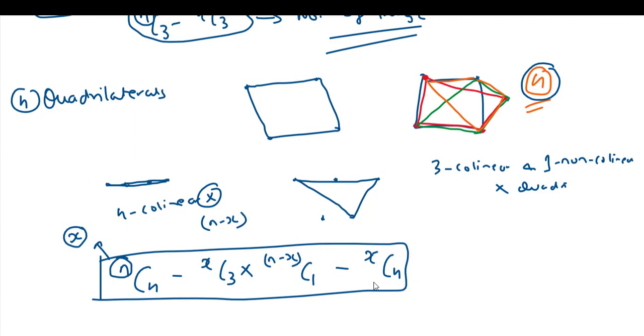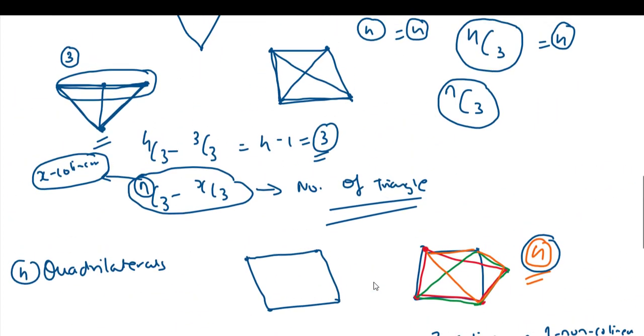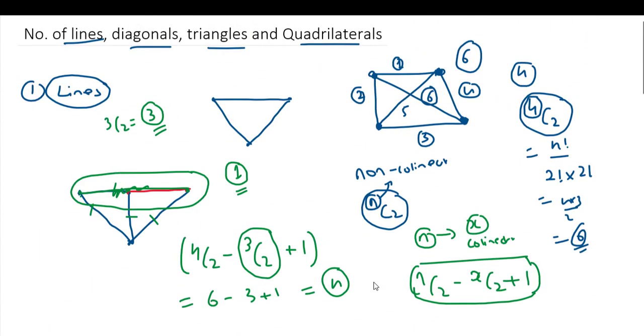So I hope you are able to understand this concept of rank of a word, finding the sum of all the n-digit numbers that can be formed using a given set of digits, and how to count the number of lines, diagonals, triangles, and quadrilaterals. In the next video, we'll solve some problems based on these concepts.